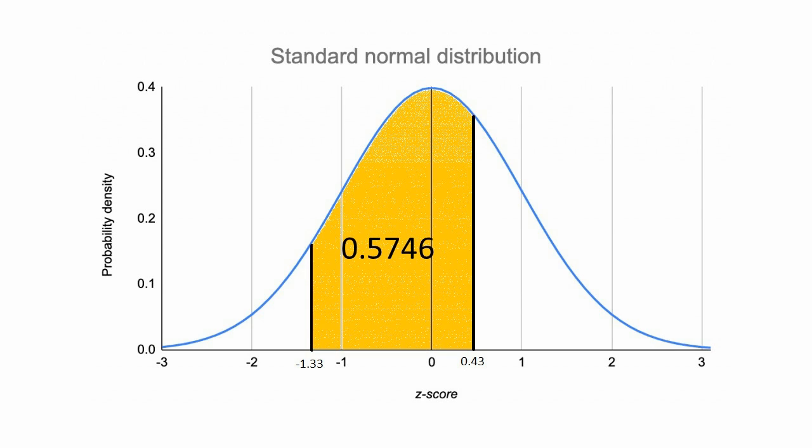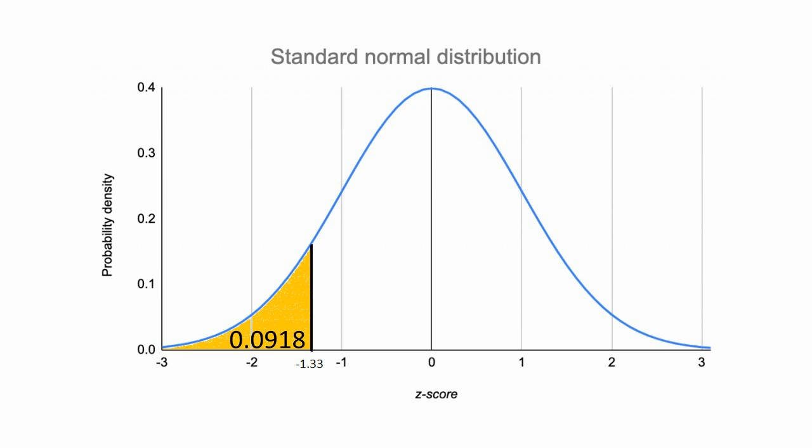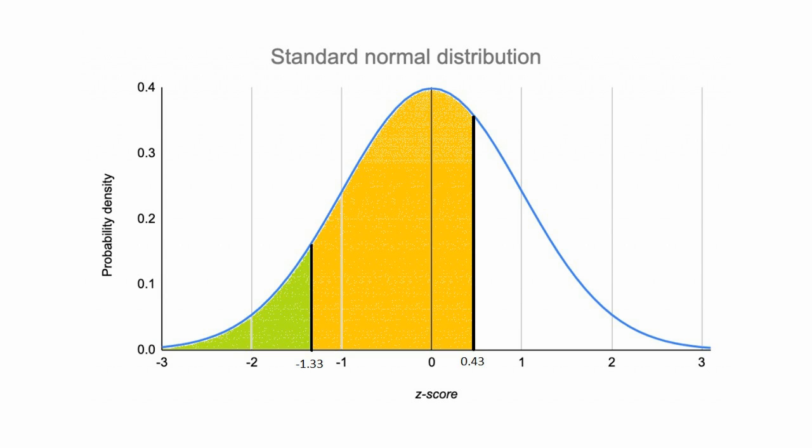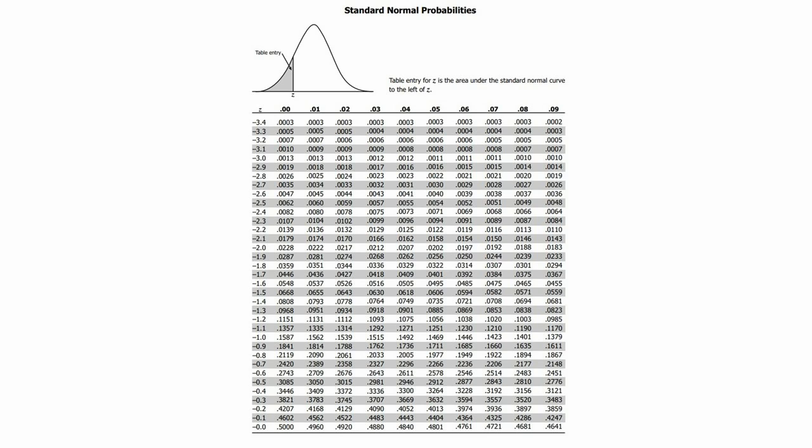Why does that work? 0.6664 is the area to the left of the Z-score 0.43, and 0.0918 is the area to the left of the Z-score negative 1.33. To get the area between, just take away the part you don't want, which is this part, and voila! You can go the other way as well.